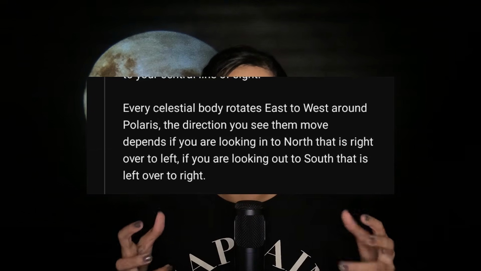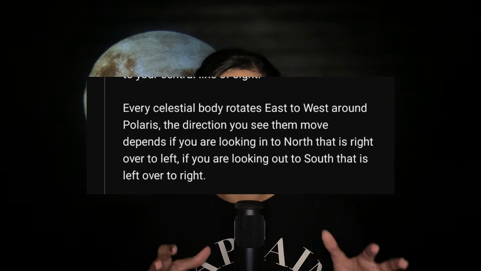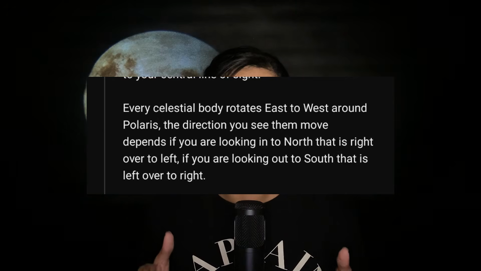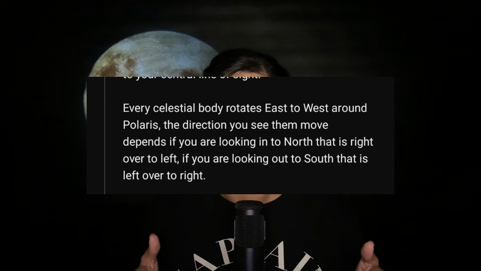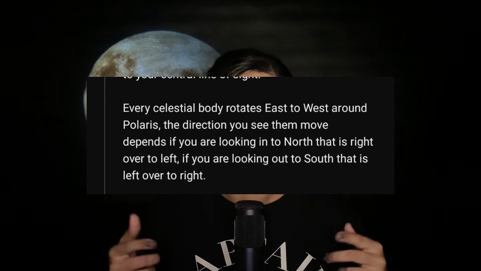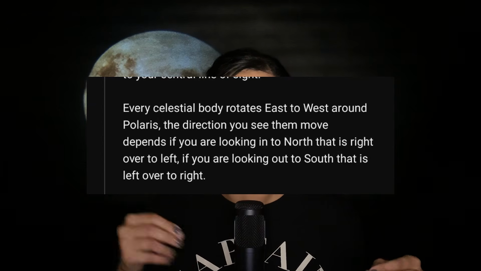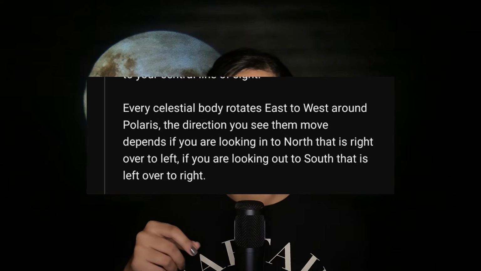Boom, roasted. Every celestial body rotates east to west around Polaris. The direction you see them move depends if you're looking in to north, that is right over to left. If you're looking out to south, that is left over to right.